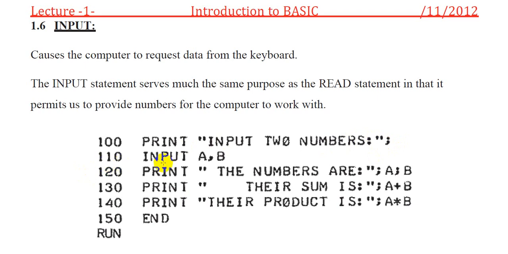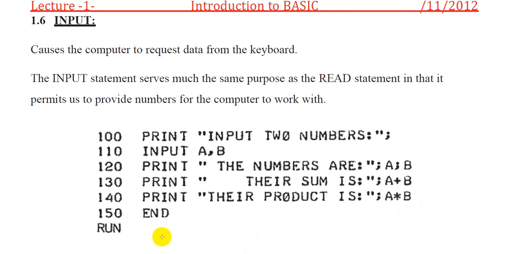Double dash comma. 110, input A and B. 120, print "The numbers are" A and B. The numbers are double dash comma A comma B. 130, print "Their sum is" double dash comma A plus B. 140, print "Their product is" double dash comma A times B. 150, end, and run, execute.